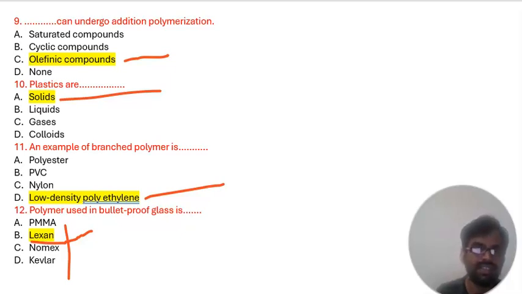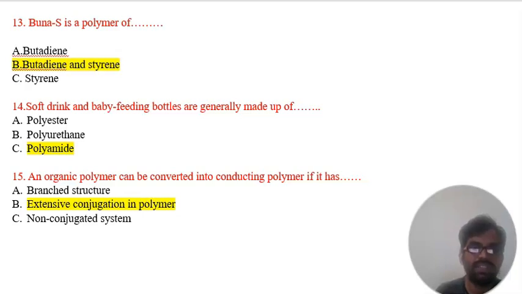Okay, now you can see the next slide. We will discuss the 13th bit, and after it we will see some more important bits. You can see here the 13th bit, Buna S is a polymer of dash.